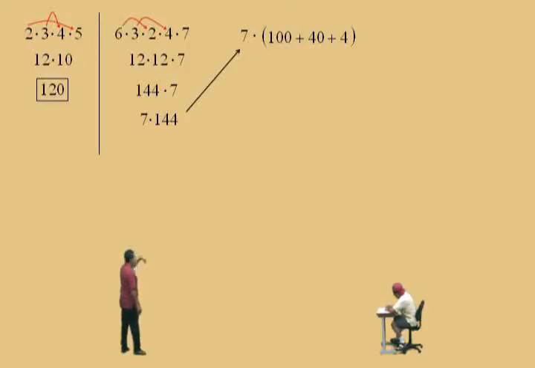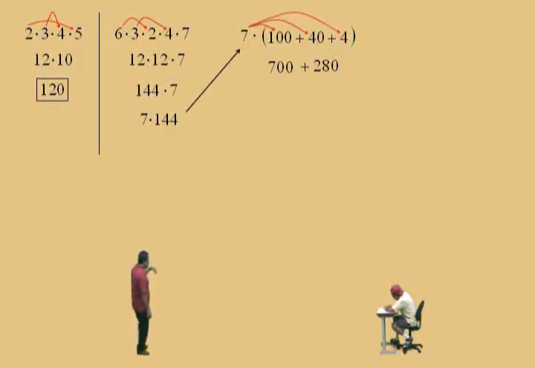Watch. 7 times 100 is what? 700. 700. We go to our next one. What's 7 times 40, Charlie? 280. 280, that's right, because 7 times 4 is 28, so 7 times 40 is 280. A 28 and a 0. And at the end, Charlie, what's 7 times 4? 28. 28. Now see, all we have to do is mentally add 700 plus 280 plus 28.